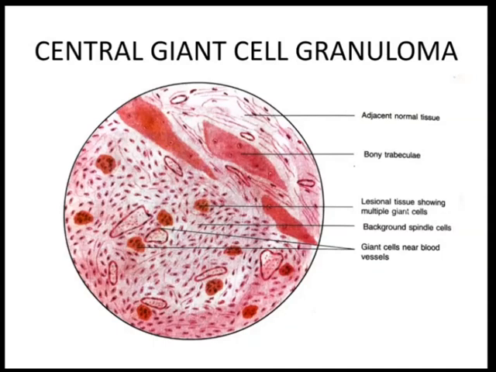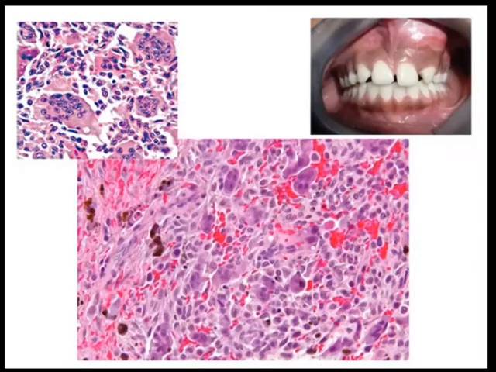Now starting with the central giant cell granuloma, you can see adjacent normal tissue, and in the lesional tissue you can see multiple giant cells. They are multinucleated cells with a background of spindle cells, and usually you can appreciate the giant cells near the blood vessel. So to the right side is a clinical pic in an oral cavity which you can see, and to the left hand side, the upper end, are multiple giant cells you can appreciate with the multinucleated cells, and below is once again a histopath pic with the numerous giant cells near the blood vessel.